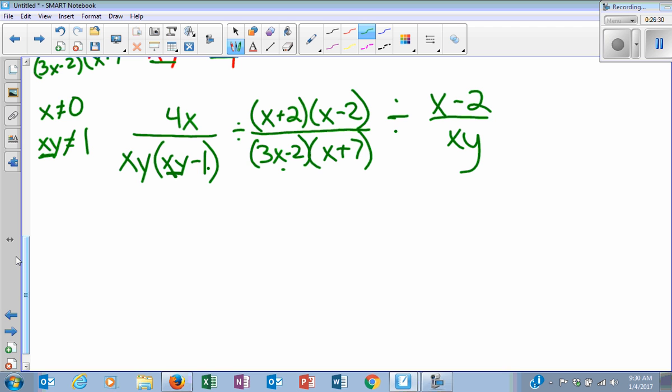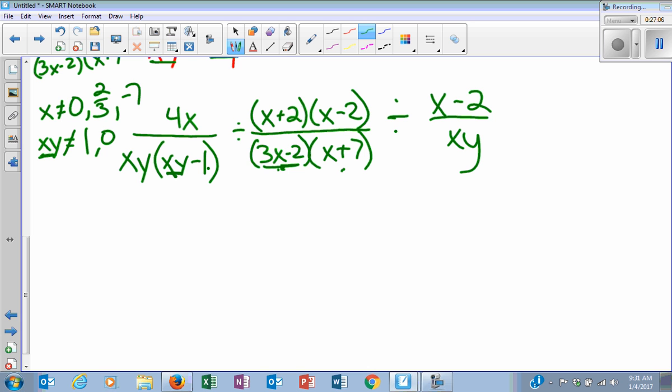I look at this right here, so you'd have to solve this one. You have to add 2 to both sides. That would be 3x equals 2. Divide by 3, so it would be 2/3. So x is not allowed to be 2/3, because that would make this denominator 0. x can't equal negative 7. And then we already have x and y can't be 0. x times y can't equal 0.